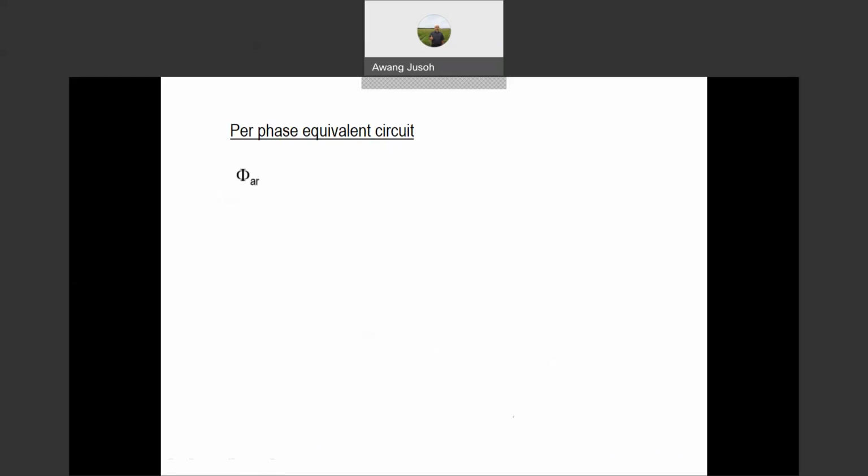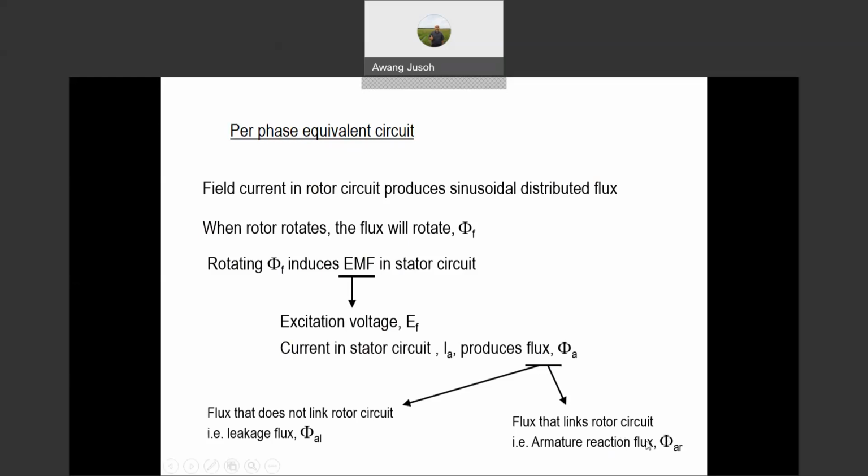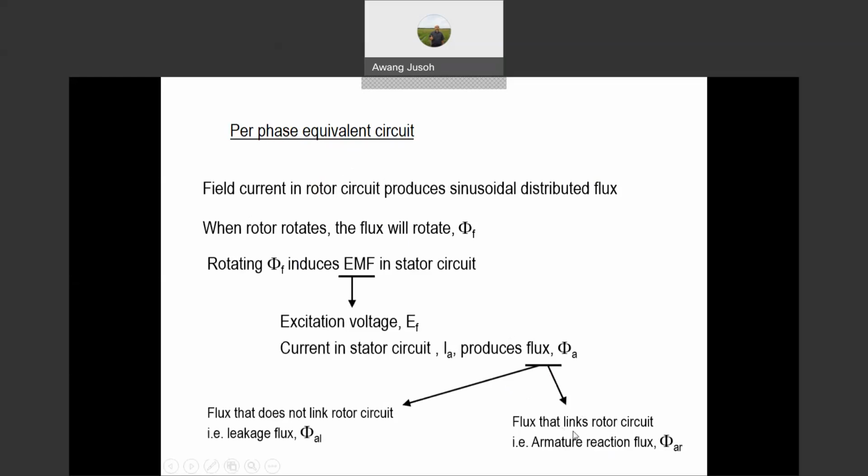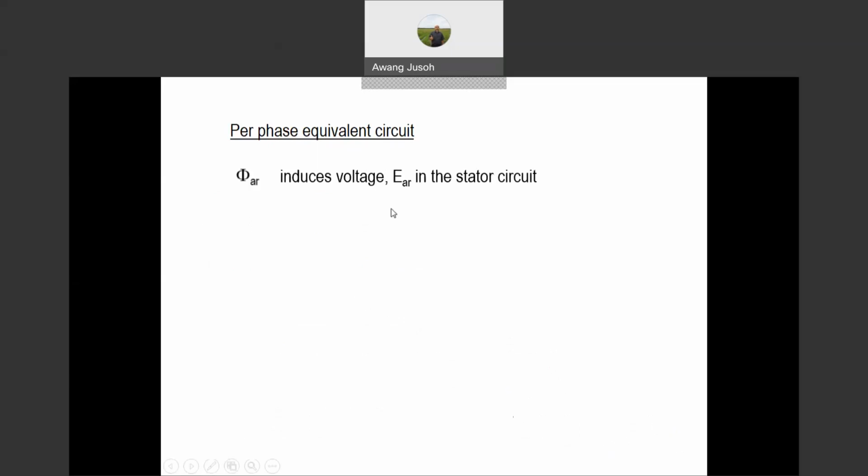Okay, flux armature reaction AR, just now. What is flux AR? You can remember that it is the flux that links with the rotor circuit. We have the rotor circuit and the stator circuit. The flux that links with the rotor circuit, we call the armature reaction flux. So flux AR here basically induces voltage EAR in the stator circuit. The flux produces EAR in the stator circuit.